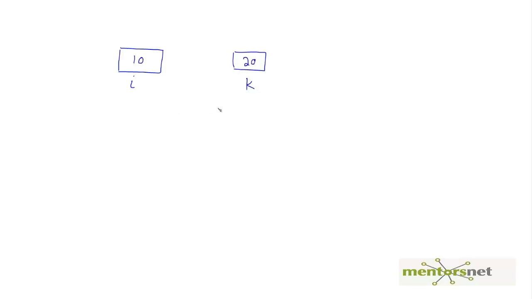My logic is something like this. If i is more than k, then do something. If i is less than k, then do some other thing. If i is equal to k, then do some other thing. So this is what is called a control structure.